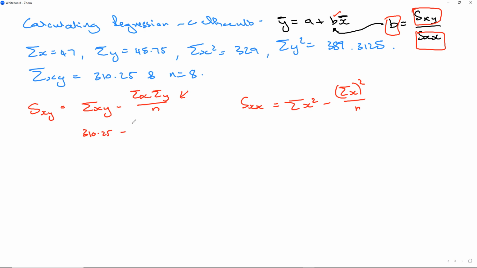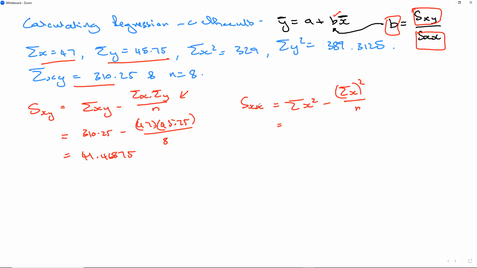This would mean I would then substitute 310.25 now, and sum of x being 47 times sum of y, which is 45.75. Substituting straight from there, and dividing it by 8, getting me the sxy to become 41.46875.